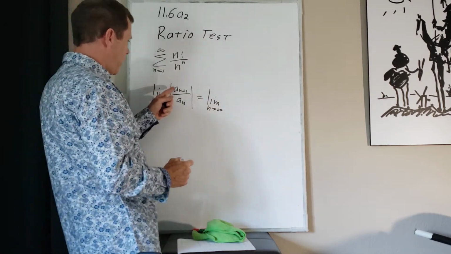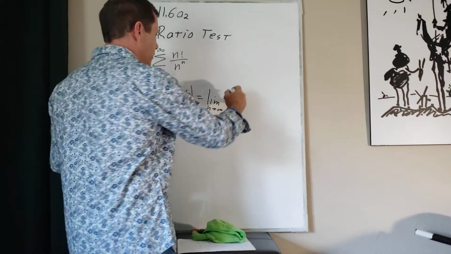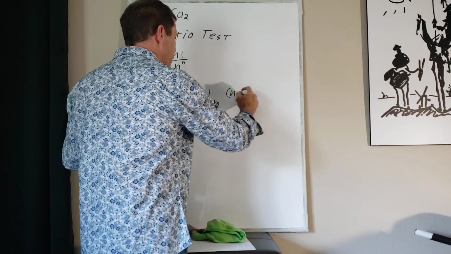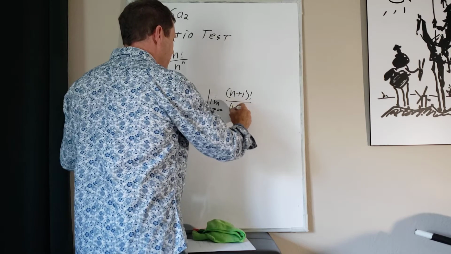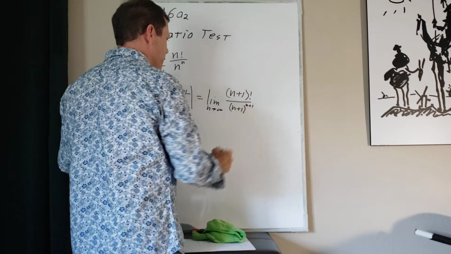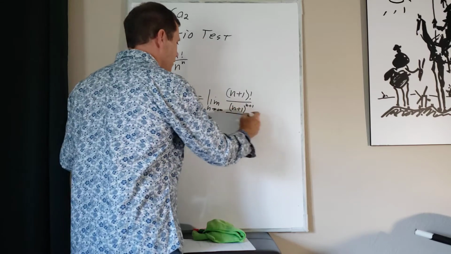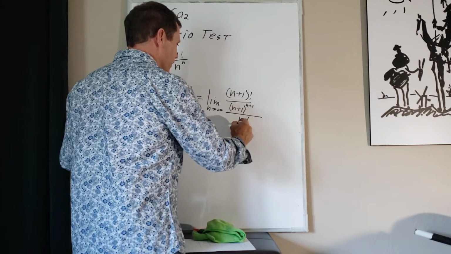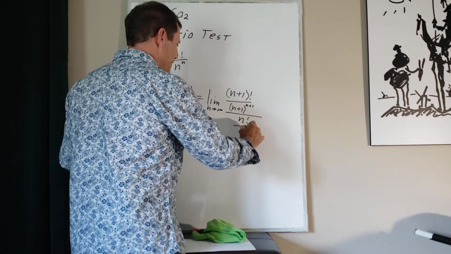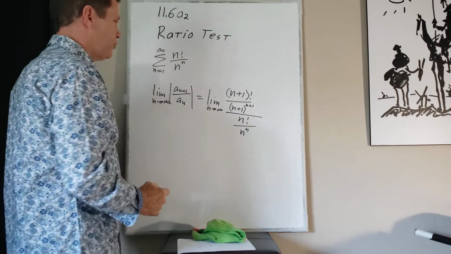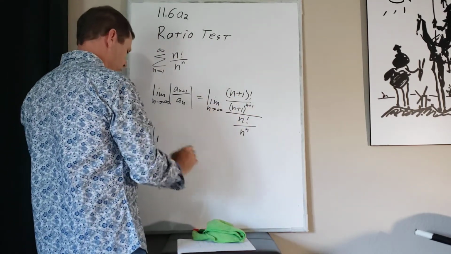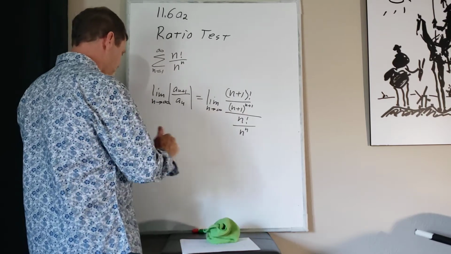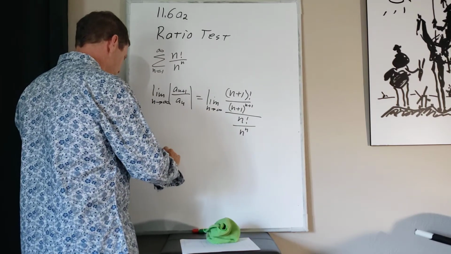So what happens when I put in n plus 1? That's going to be (n plus 1) factorial over (n plus 1) raised to the n plus 1. Okay, that's the top. And the bottom is going to be n factorial over n to the n. Now you have to do some algebra on this guy. Okay, I'm going to break this guy up. So that's going to be the limit.